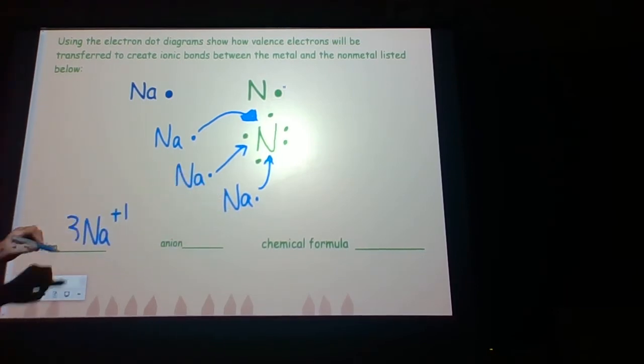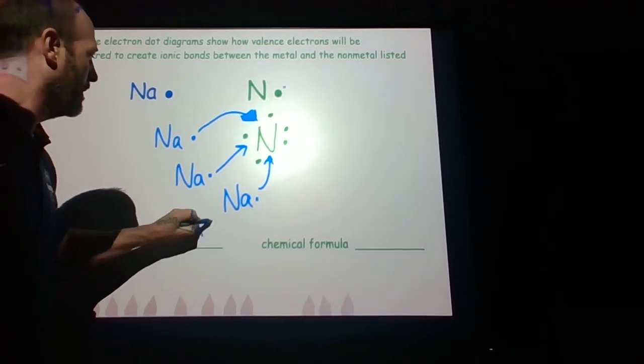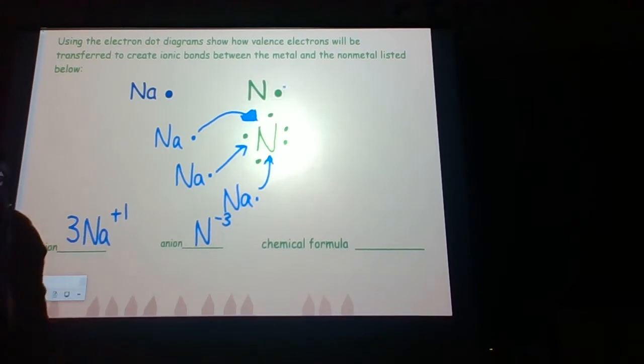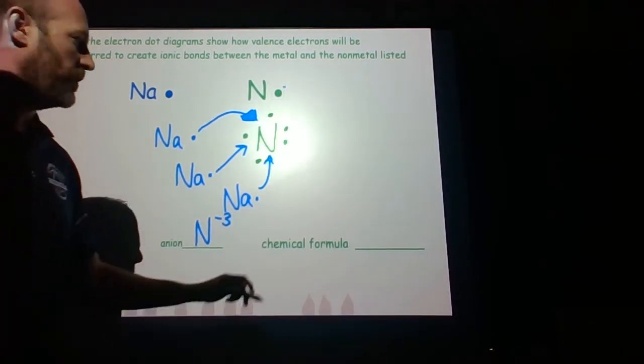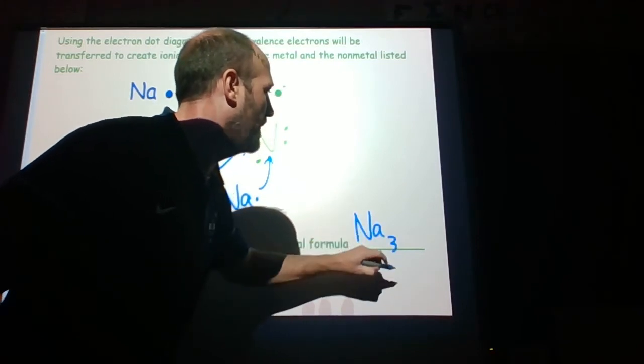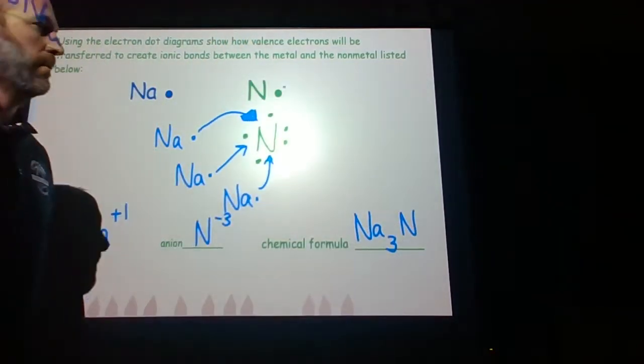That 3 is going to go in front because it's 3 of the same thing. N is -3 because it gained 3. There's 3 arrows there. 3 electrons were transferred. So our final formula would be Na little 3 N.